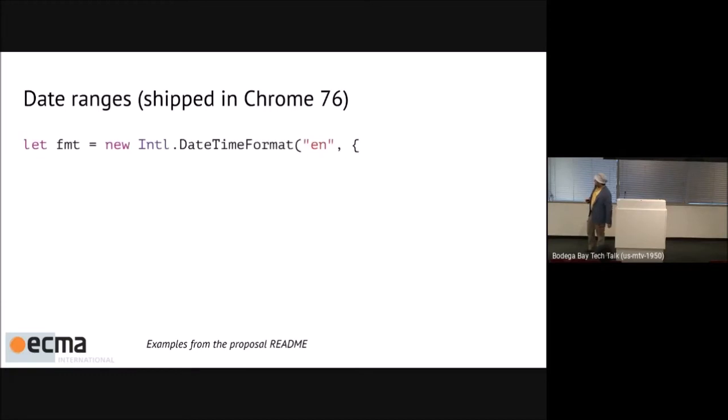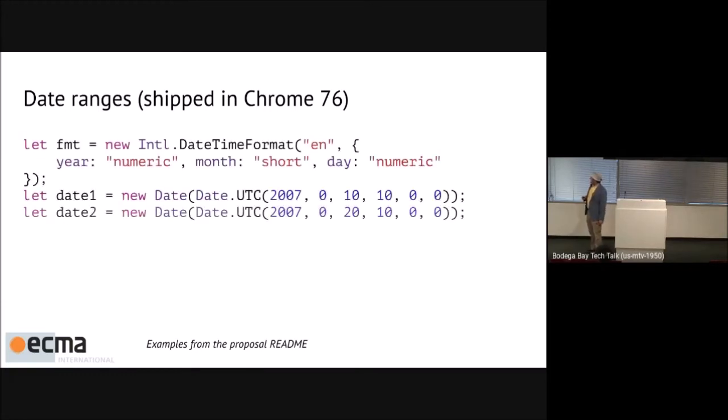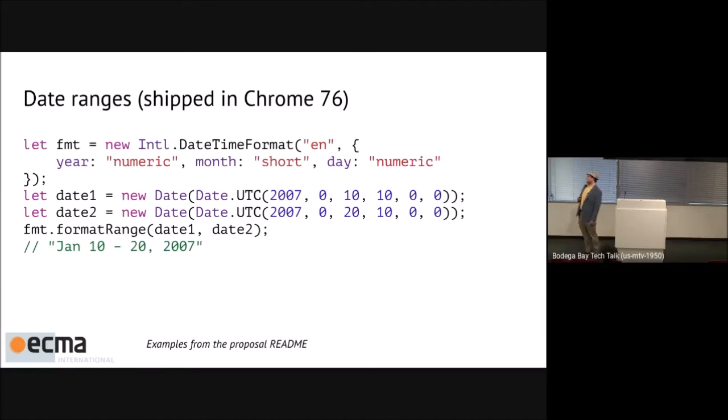Date ranges. This is what date ranges look like. If you have two dates, you can call formatRange, and it gives you the nice little range, which is also localized. So those are date ranges, and that was shipped in Chrome 76, which I believe is still in Canary. Maybe it's getting out soon, but that's very new. So maybe check back in six months, and you might be able to use it.